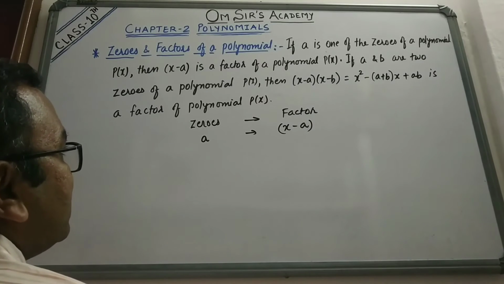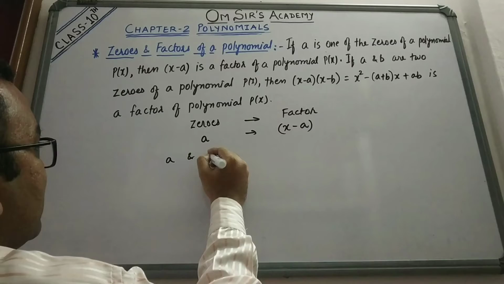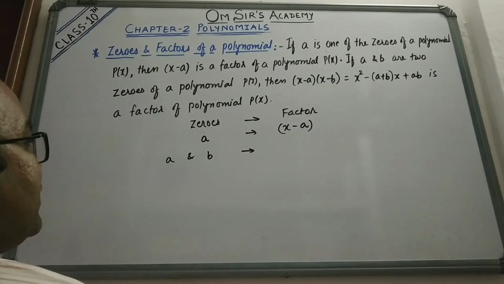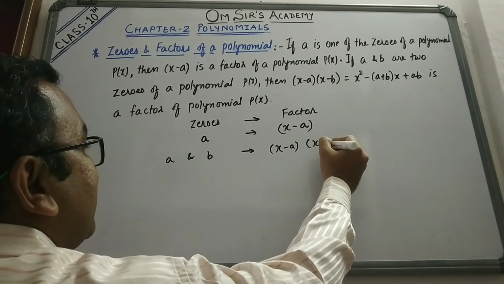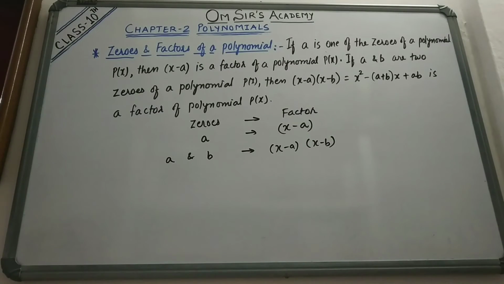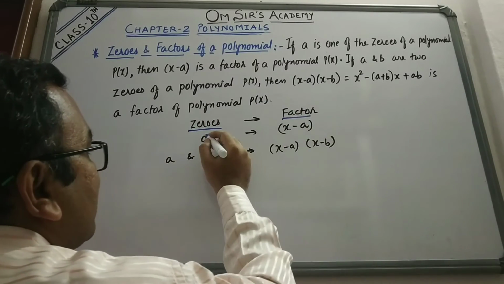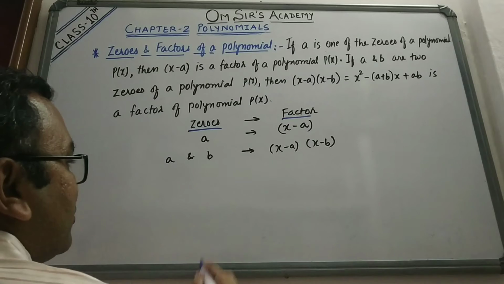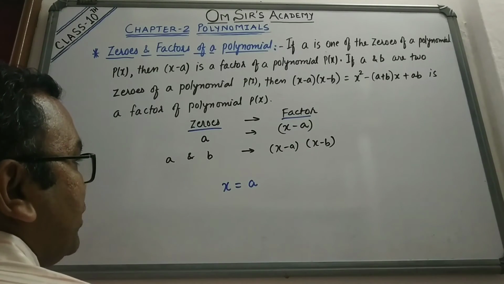And if you are given the two zeros, that is a and b, then what will be the two factors? x minus a and x minus b. These will be the two factors. For example, here you know very well, friends, that zeros are in the form of x. Say for example x equals a, this is the zero of a polynomial.